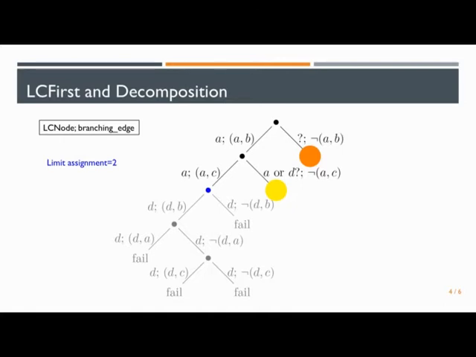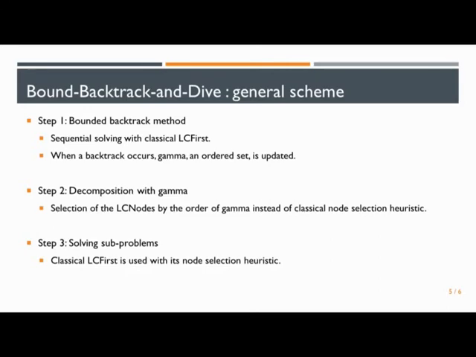In the paper, we experimentally show that the combination of LC first and EPS decomposition can give very bad results. To tackle this issue, we introduce bound backtrack and dive. It performs sequential solving with a bounded number of backtracks before doing the EPS decomposition. During the preprocessing, we set an importance of each LC node selected. Instead of selecting the LC node with LC first while decomposing, we take the most important node having neighbors as LC node.